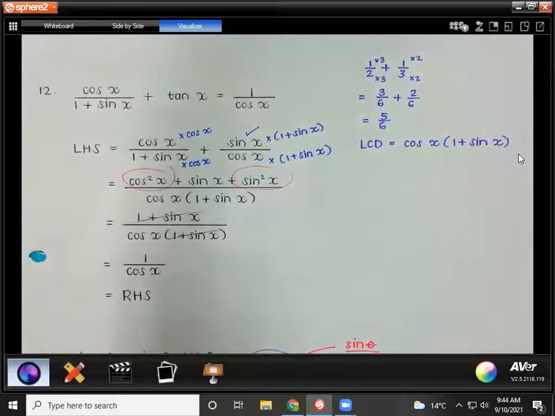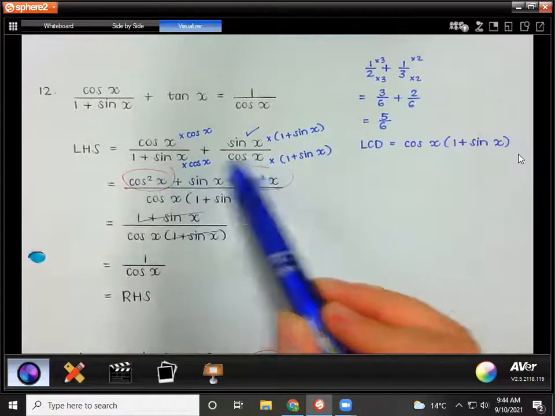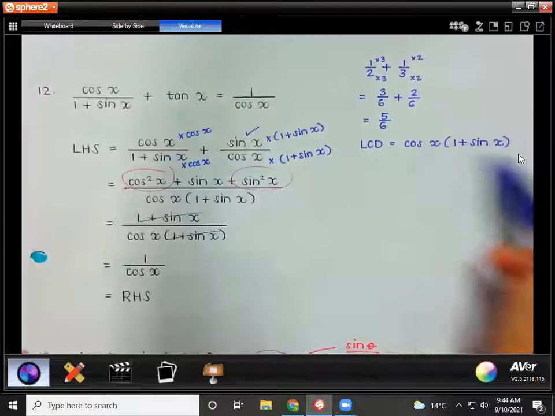Now we went through this yesterday, but I'll just say it again. When you are adding 2 fractions together, you need to put them both over the LCD. Now the LCD in this case is going to be cos x and 1 plus sine x in brackets. That's your LCD.